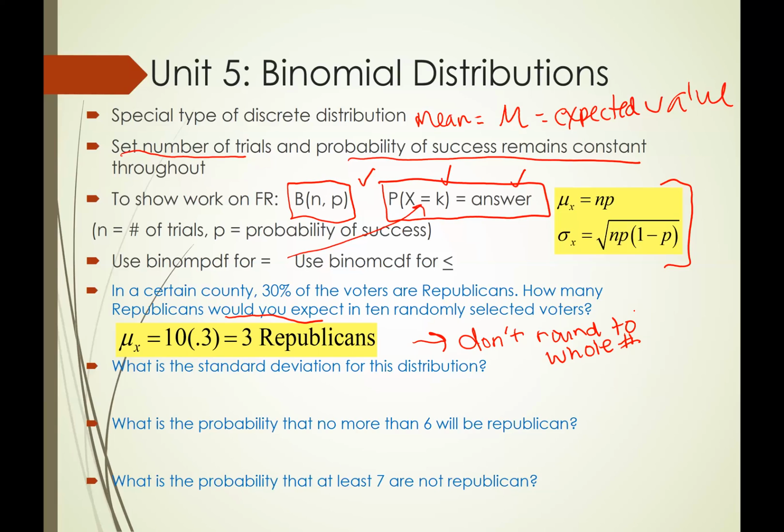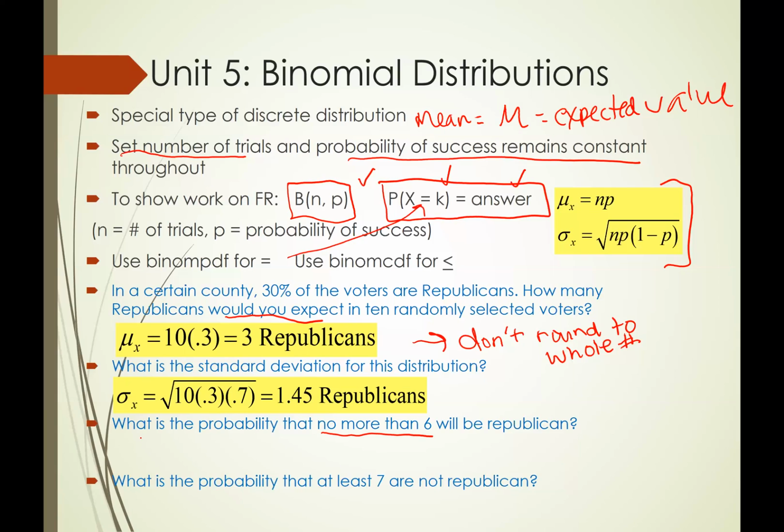For the standard deviation, you do the square root of n times p times 1 minus p, like so. Don't forget units on both of those. What is the probability that no more than 6 will be Republican? So this is where you use your calculator. No more than 6 means less than or equal to 6.